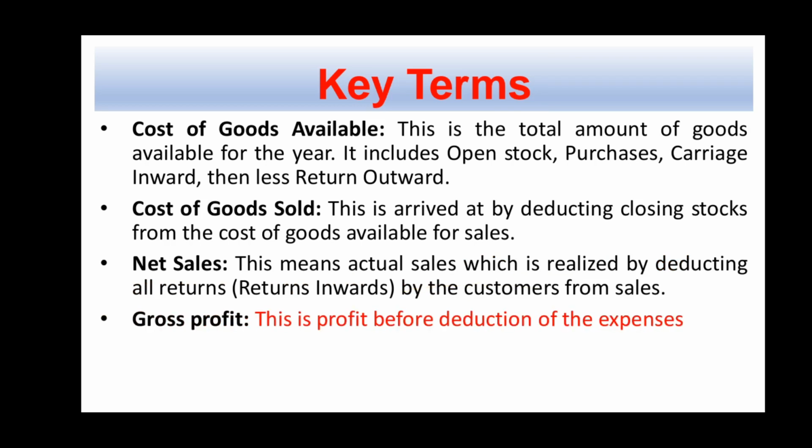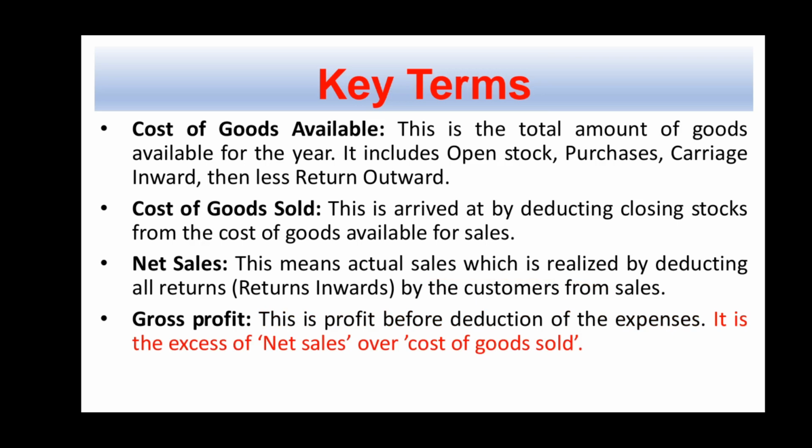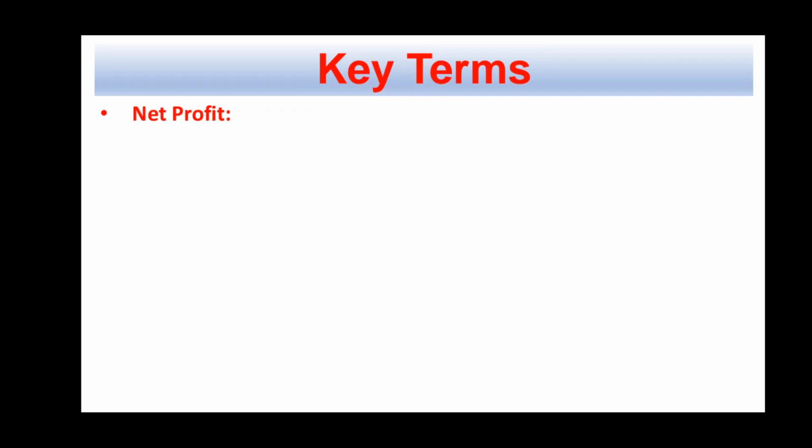Now, gross profit. This is profit before deduction of expenses. That means the profit made before deduction of expenses. Just like I explained earlier, when we make sales, then the cost of purchasing the item, we remove it from sales. What we have is gross profit. Remember, there are some other expenses to be deducted, like salary of the workers and transportation. All those other expenses had not been deducted. So the profit made at that time is what we call gross profit. It is the excess of net sales over cost of goods sold, just like I explained.